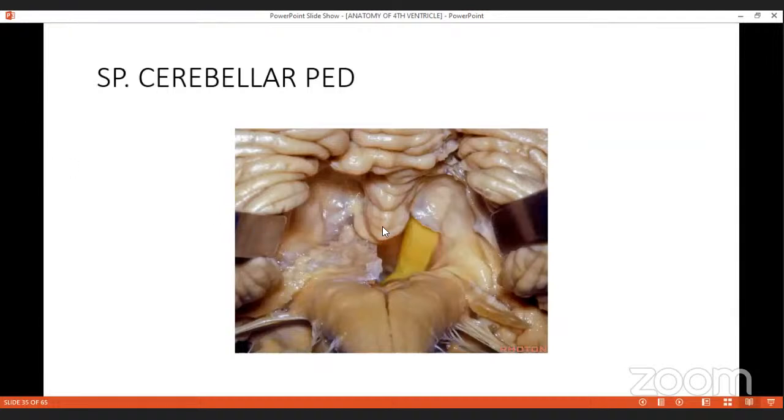Now, when you have opened up this roof, you have opened up the inferior medullary velum and the tela choroidea. So you could see, from the inferior aspect, the roof of the fourth ventricle. This is the superior cerebellar peduncle, which forms the lateral aspects of the roof of the fourth ventricle. And in the midline, you could see the cerebral aqueduct of Sylvius, through which the cavity of the fourth ventricle communicates with the cavity of the third ventricle.